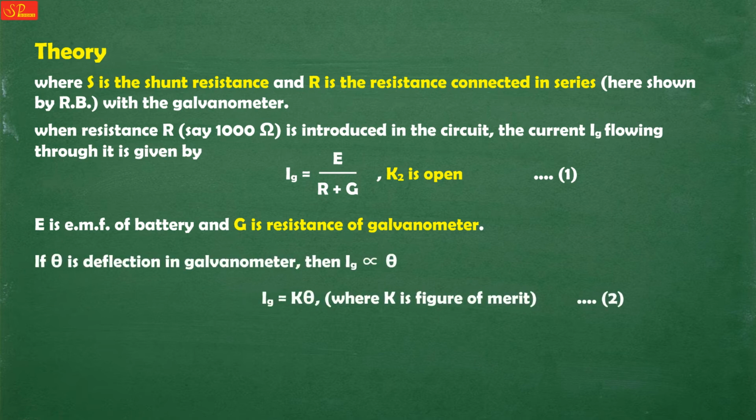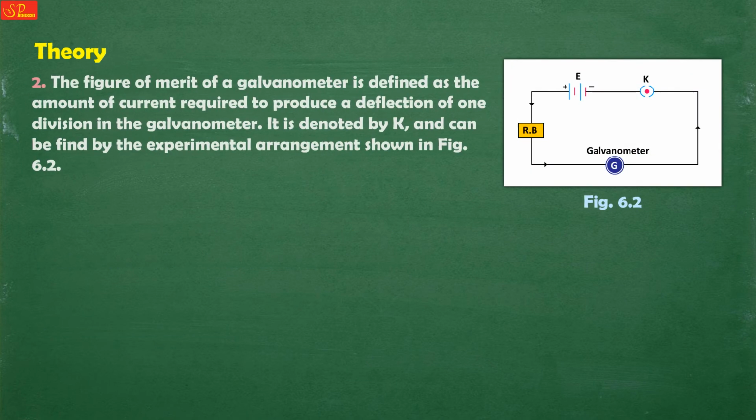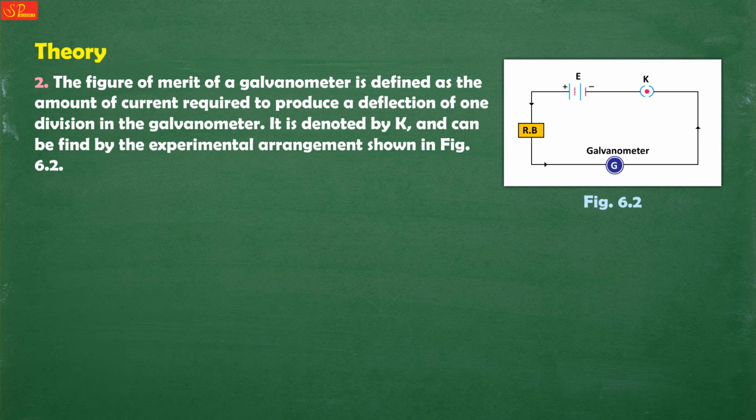If theta is the deflection in the galvanometer, then Ig is proportional to theta. Ig is equal to K theta, where K is the figure of merit, equation 2. From equations 1 and 2, E by R plus G equal to K theta, equation 3. The figure of merit of a galvanometer is defined as the amount of current required to produce a deflection of one division in the galvanometer.